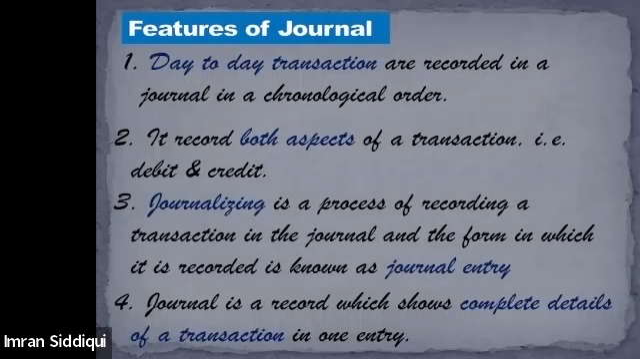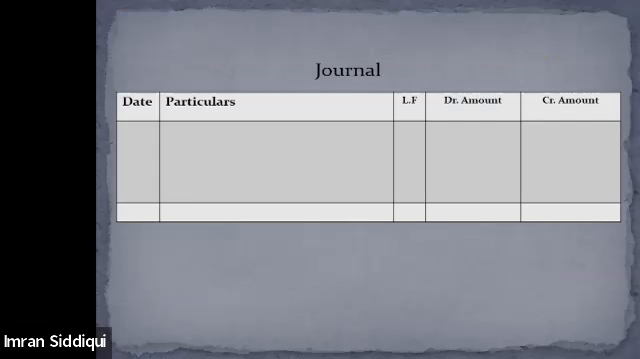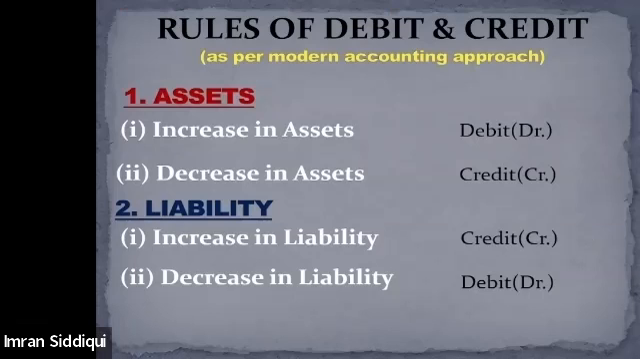One feature was that it records the day-to-day transactions. Then it records both aspects of a particular transaction. The process of recording the transaction in the journal is called journalizing, and the way we record the transaction is called a journal entry. It gives you complete detail of any transaction. Then we saw the format of the journal. This is the format of the journal.